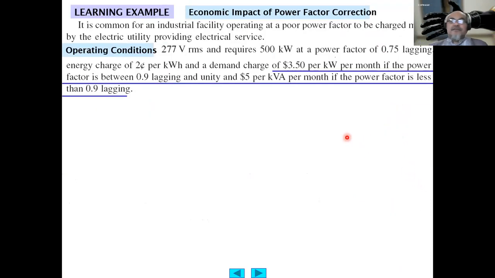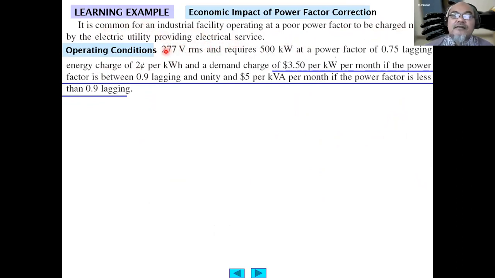Okay, so let's do some example here. The economic impact of power factor correction. It is common for an industrial facility operating at poor power factor to be charged more by the electric utility providing the electrical service. Why? Because then the current IL will be larger, so it will create more power loss at the transmission line. That's why the electric utility company will charge more.